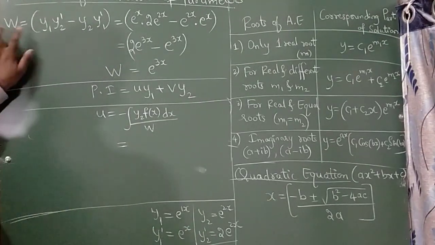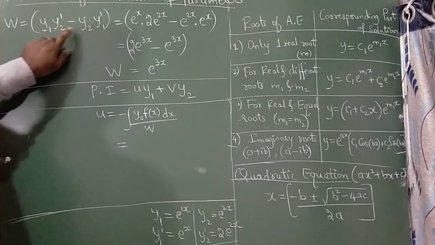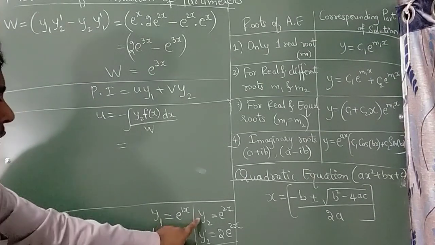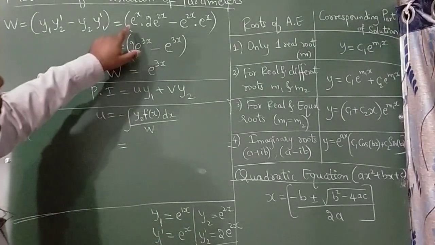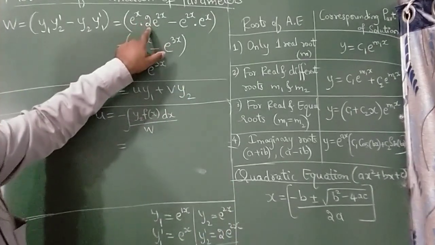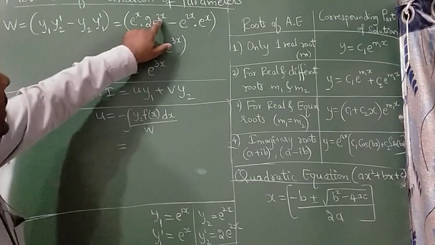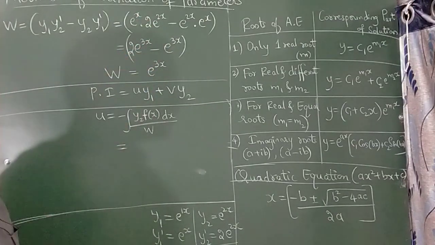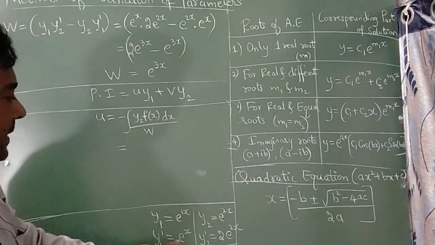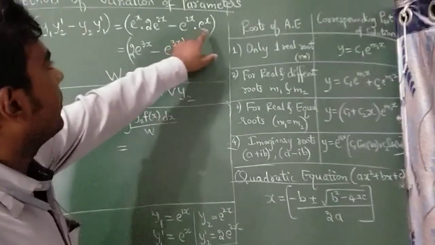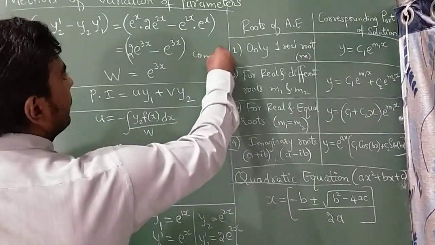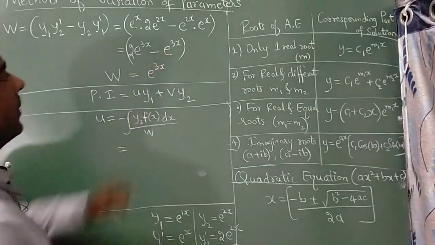Now w is equal to y1 y2 dash minus y2 y1 dash. You can see here y1 is here, y2 dash is here, and y2 is here, y1 dash is here. So what I have to do: e raised to 1x times 2 into e raised to 2x. I have multiplied this. So what I get is 2 e raised to 2 plus 1, which is e raised to 3x, minus, now y2 is e raised to 2x, I have written here, y1 dash is e raised to x, I have written here. If you multiply this, you will get e raised to 3x. Fine. Now I am going to take, not common, so 2 minus 1.